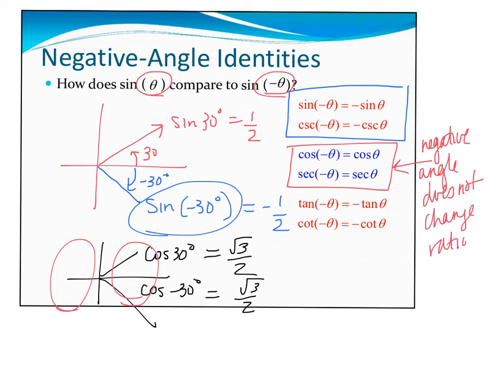For all the other four functions, sine, cosecant, tangent, and cotangent, a negative angle gives us the negative of the ratio.